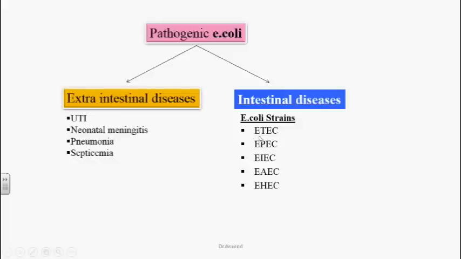Those are represented here as ETEC, enterotoxigenic E. coli; enteropathogenic E. coli, second one; third one is enteroinvasive E. coli, I refers to invasive; fourth one is enteroaggregative E. coli; and the last one is enterohemorrhagic E. coli.